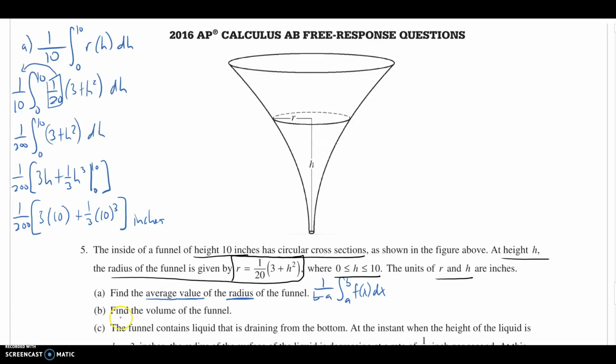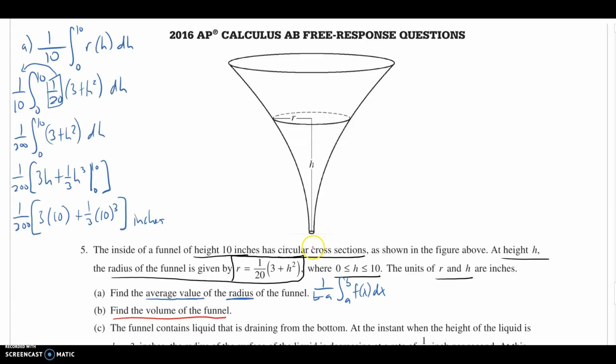And for part B, we're going to find the volume of the funnel. Now this one, the only things we've had with volume are talking about things like volumes of revolution, and this is going to be closely related to that, except this is actually going to be a volume by cross section. And the only thing we've seen with that before is building up 2D shapes from a surface.